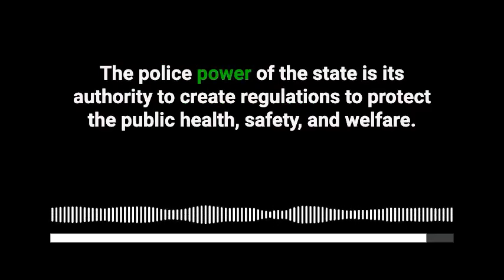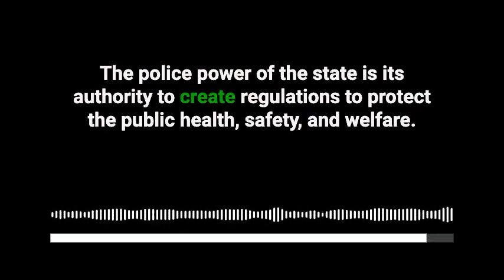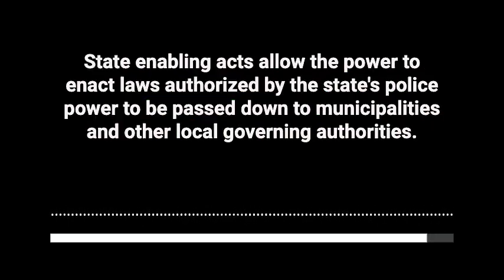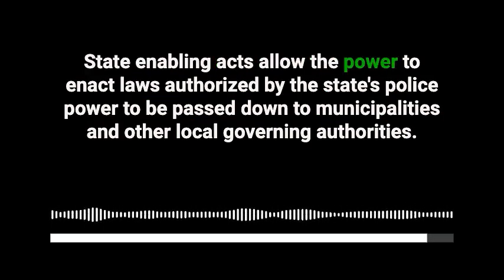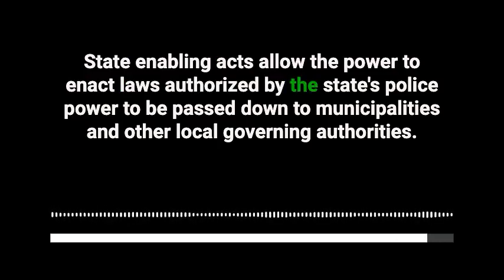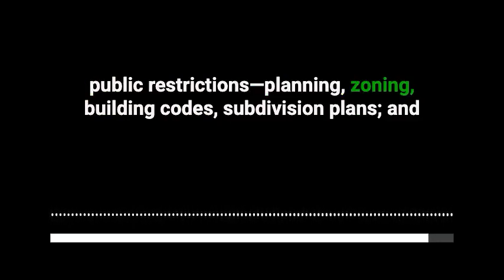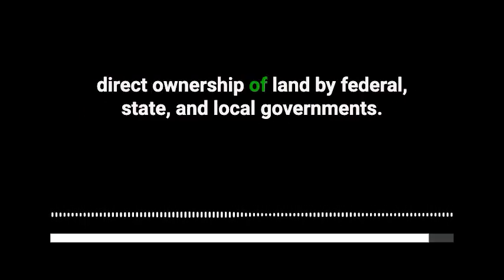The police power of the state is its authority to create regulations to protect the public health, safety, and welfare. State enabling acts allow the power to enact laws authorized by the state's police power to be passed down to municipalities and other local governing authorities. Public land use is controlled and regulated through public restrictions, planning, zoning, building codes, subdivision plans, and direct ownership of land by federal, state, and local governments.